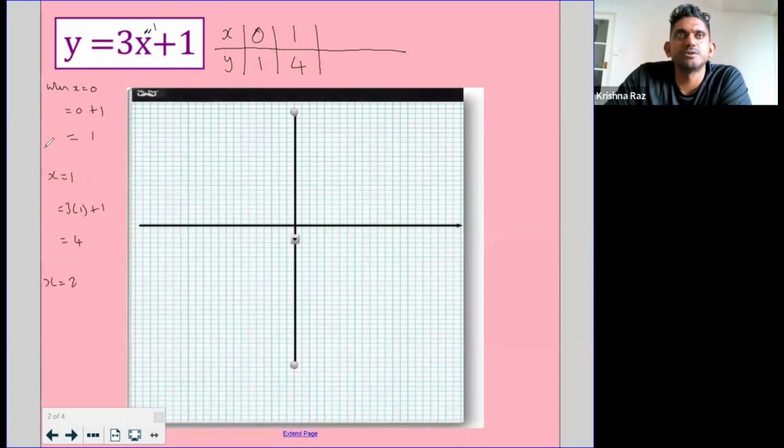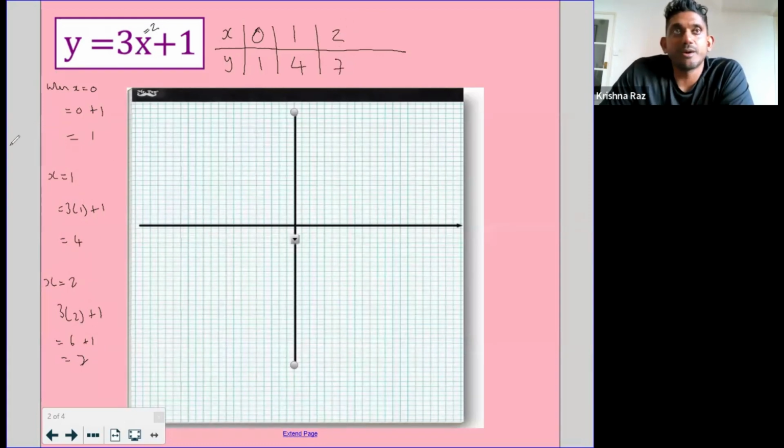So let's do x is 2 now as our third value, just in case. So we've got 3 times 2 plus 1, which is 7. So when x is 2, y is 7. And that's it. Now we just plot the points on the graph.